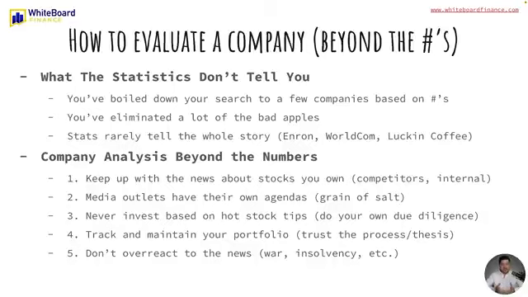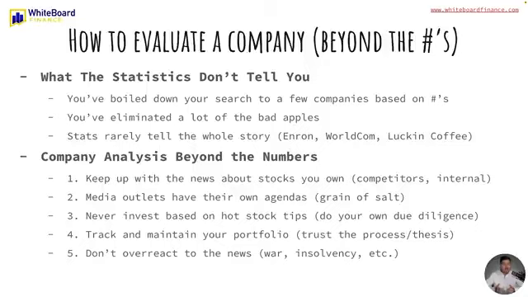So here's 5 quick steps. Number 1, you have to keep up with the news about stocks you own. Okay, so you have to understand what competitors are doing. For example, if you're investing in Tesla, it would behoove you to understand what Rivian is doing, what other electric vehicle companies are doing. What is Ford doing? How are the big legacy manufacturers innovating in the EV space, right? So you can't just be super confident that Tesla is always going to be number one in the EV category. So you need to keep up with the news about stocks you own, about competitors, and then also internally what's going on inside the company.